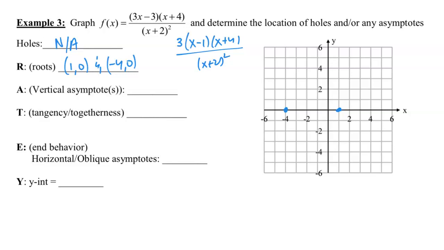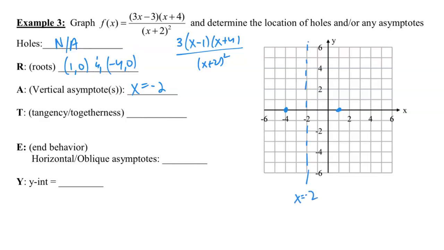Okay, vertical asymptotes come from the denominator equaling 0. We write our answer as x equals a number. In this particular case, that would be x is equal to negative 2. So at negative 2, I'm going to draw a vertical asymptote.